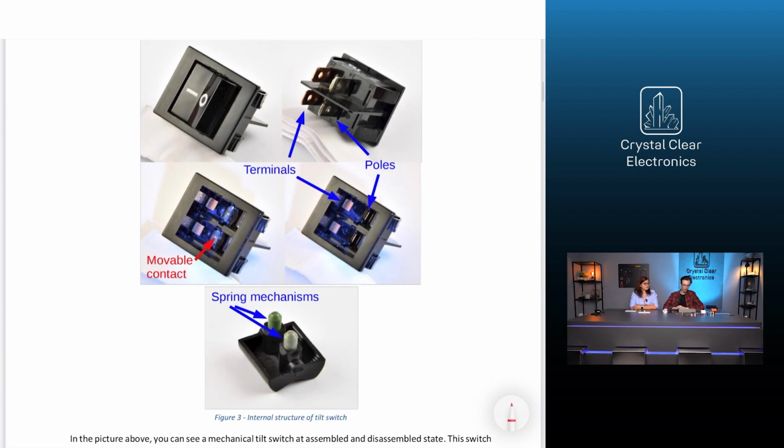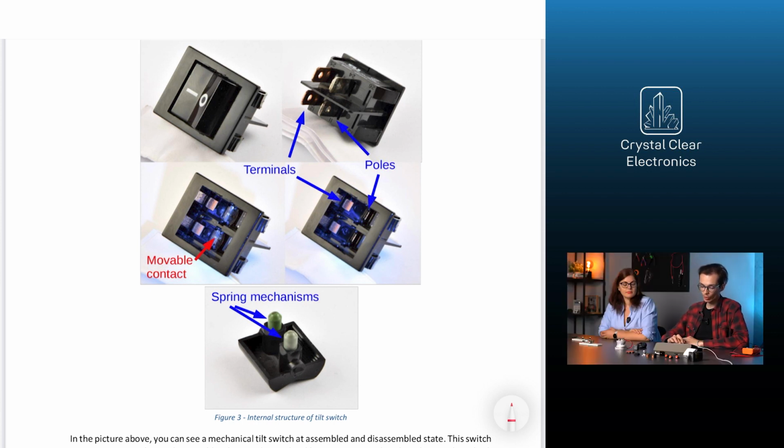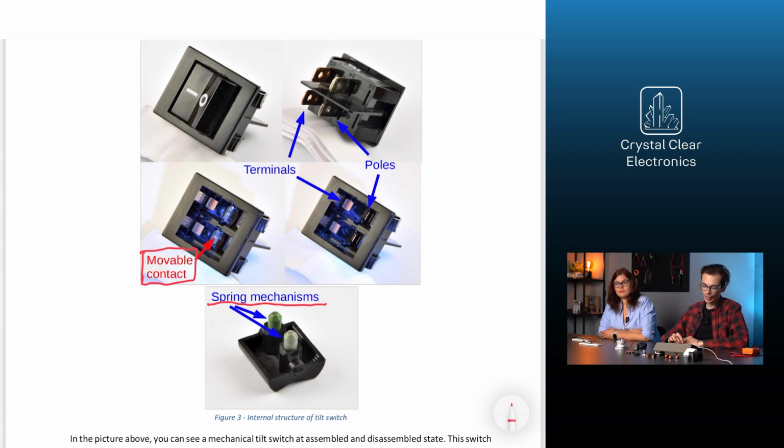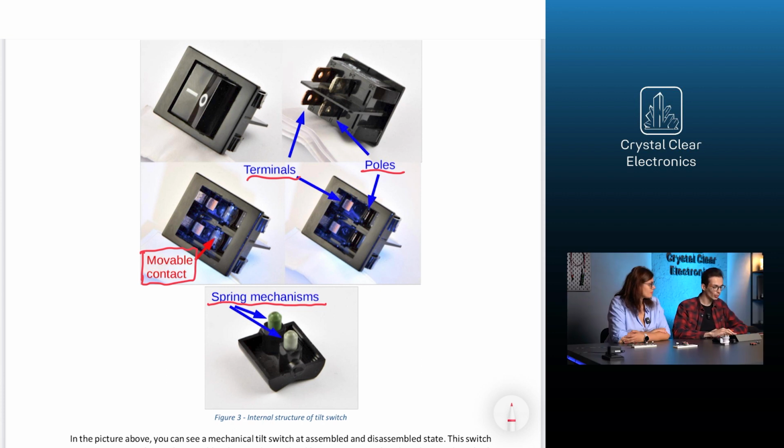In this picture, you can see a mechanical tilt switch in assembled and disassembled states. This switch contains 2 switching subassemblies. The switch is realized by a moving switch. When the switch is tilted, the spring mechanism, in the photo it's green, built into its cover, creates a force in the direction of the moving switch, which tilts the moving switch in the direction of the contactor, so it connects the pole and the contactor. If the switch is tilted to the other direction, then the moving contact will move to the other direction and the connection will be interrupted.